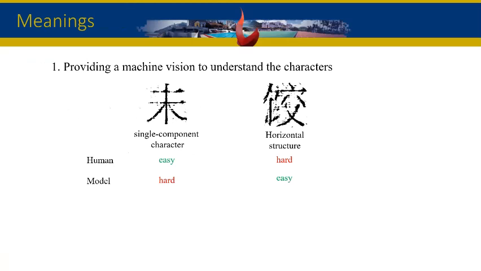So let me move to the last part. What is the meaning of our project? Firstly, we provide a machine vision, or a mathematical vision, to understand Chinese characters. People learn single-component characters as a starting point, but it is difficult for the machine. And these records may help the study of Chinese characters.